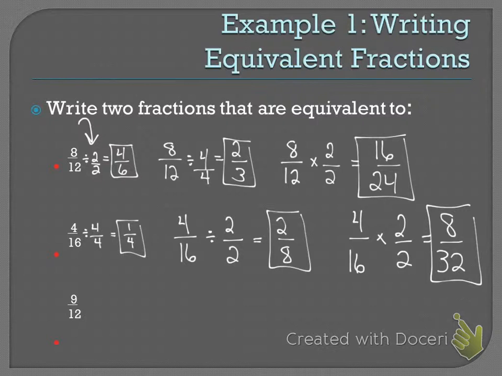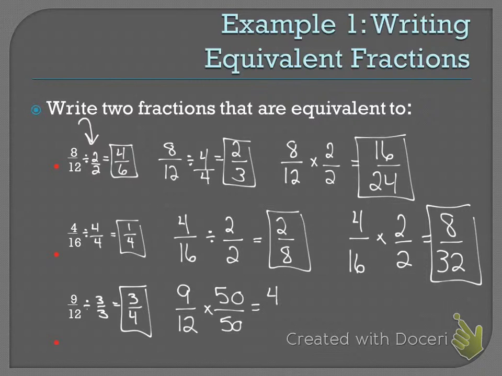Got them? Okay, so for 9/12, what could I multiply or divide by? Somebody give me some suggestions. Mason? Okay, divide by 3. Very good. Divide top and bottom by 3, and I get 3/4. That's definitely one way. Grayson? What's another way? You could multiply. Multiply by what? 50. Okay, 50. If I multiply top and bottom by 50, I get 450 over 600. Hey, that's an equivalent fraction.